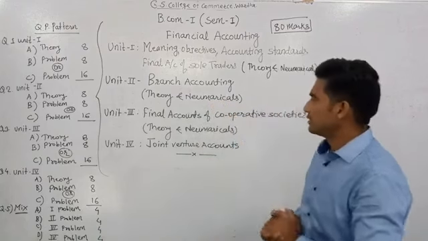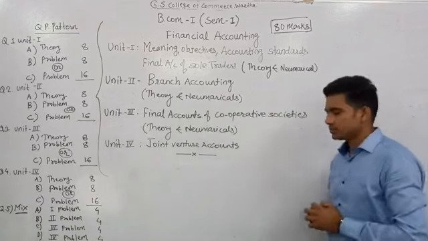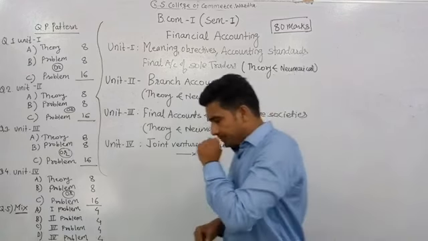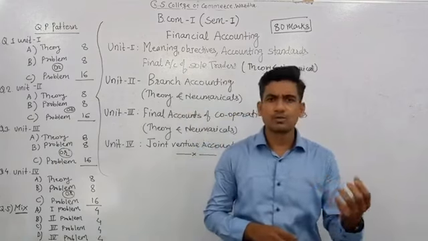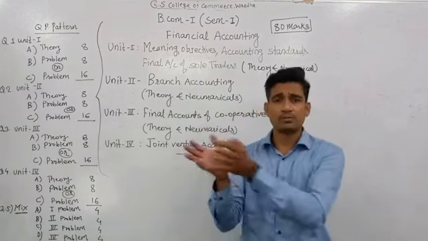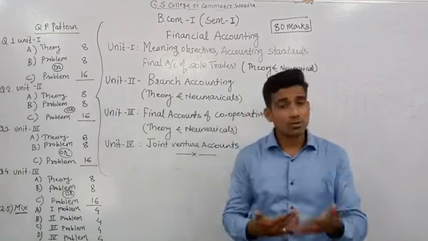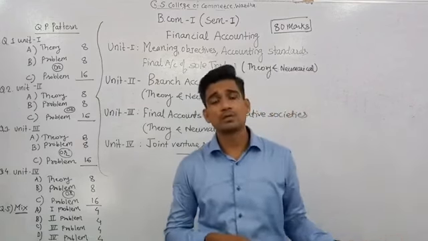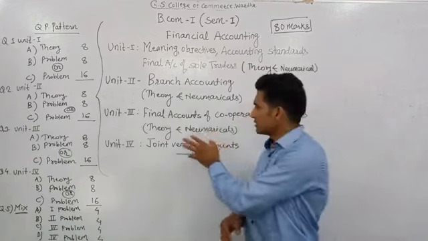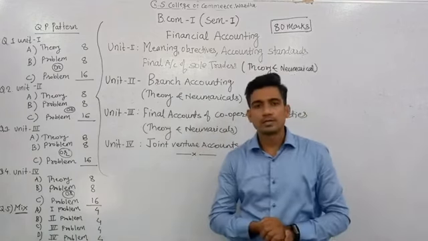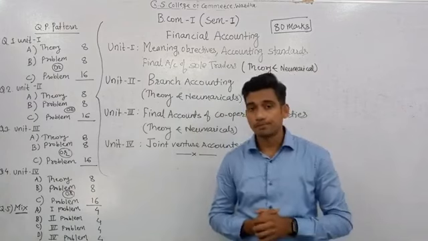Moving to unit number 3, we have to see again the final accounts of cooperative societies. There are different types of cooperative societies. It can be cooperative housing society, it can be cooperative milk society, it can be urban cooperative society, it can be consumer welfare cooperative societies. Then we have to start with cooperative society. This unit will get started with different types of cooperative societies.